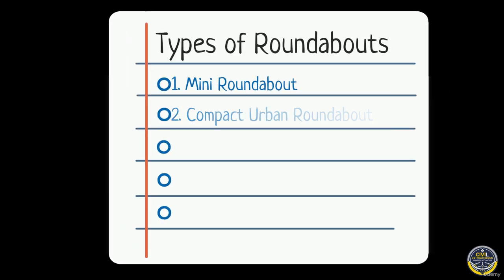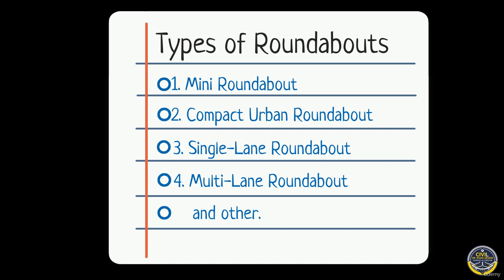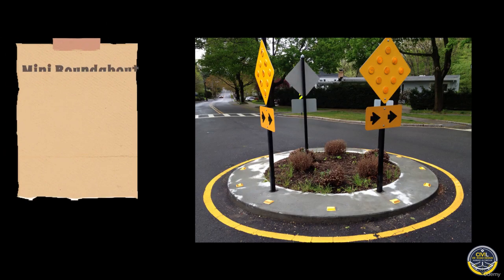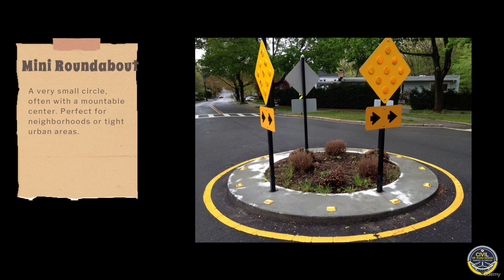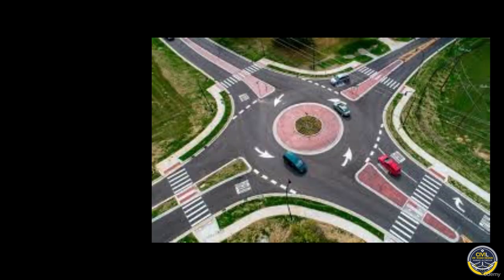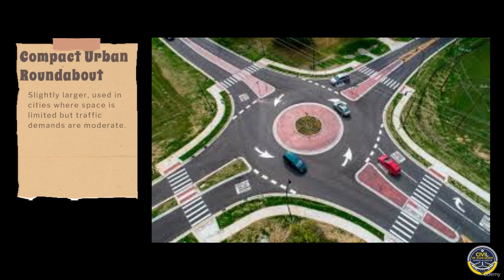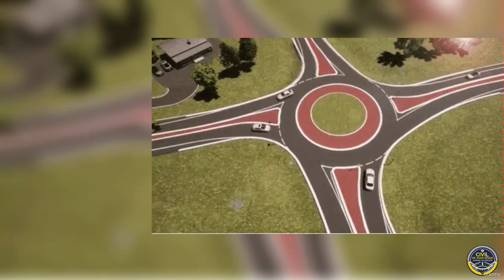Types of roundabouts. Roundabouts are not all the same. Engineers choose from several types depending on space, traffic volume, and design requirements. Mini roundabouts, a very small circle, often with a mountable center, perfect for neighborhoods or tight urban areas. Compact urban roundabouts, slightly larger, used in cities where space is limited but traffic demands are moderate.